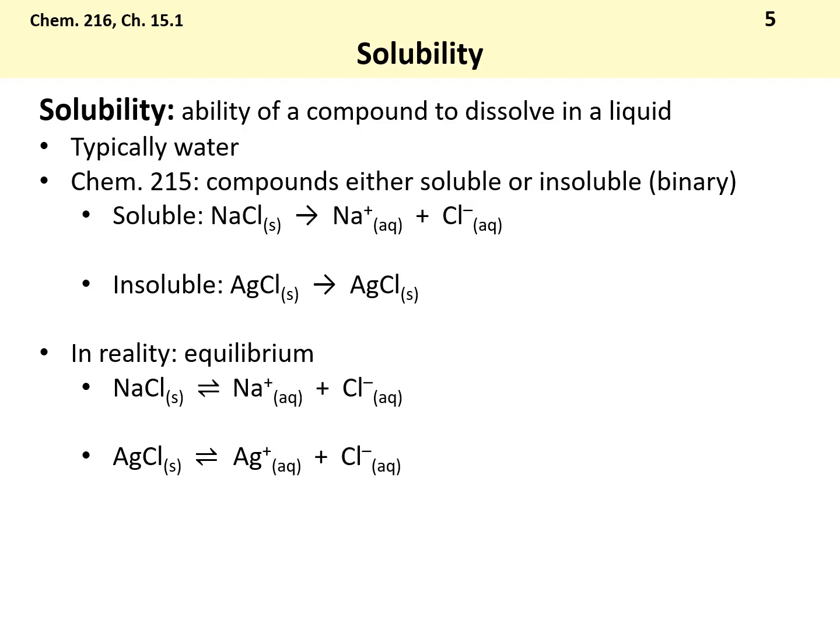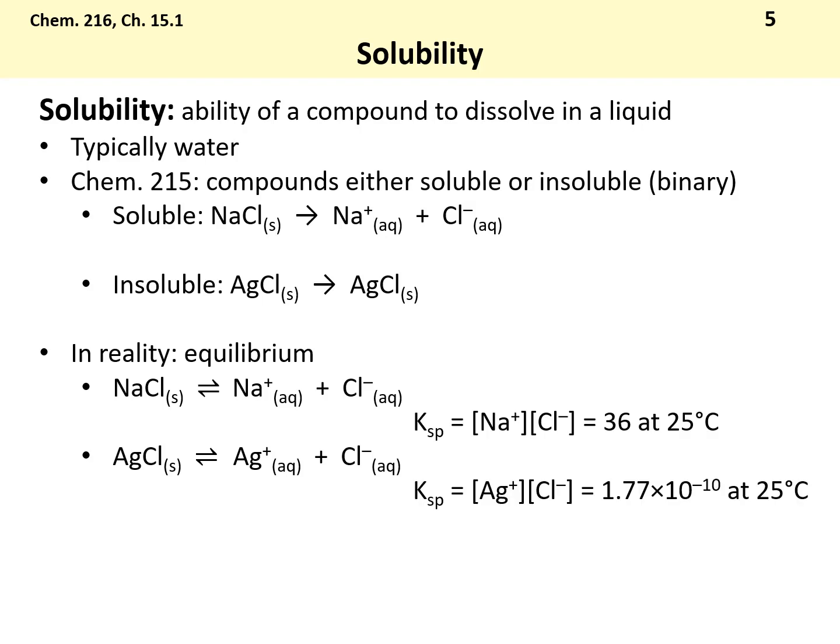In reality, both of these things occur, and they're both equilibrium, okay? And so because of that, we have a K value for each of them, right? So for NaCl, it's Na+ plus Cl-. And so what you can see is its K value, which is called KSP, we'll talk about that in a little bit, is 36. What that means is I have a lot more of my products than I have reactants. So we would call this soluble.